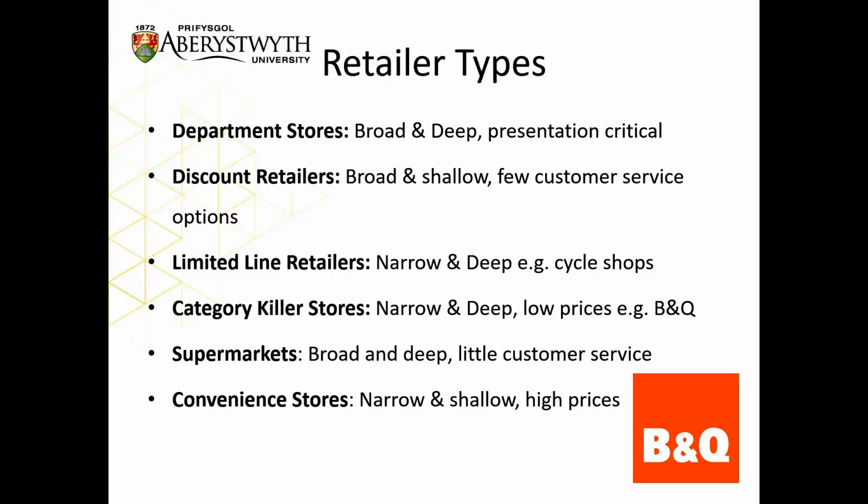Category killers are those where we are going for a particular category of product, but would have a lot of offerings within that category and the prices are kept down. So it's usually a big supermarket type for a particular product. So like B&Q for DIY, for example. Supermarkets, the customer service is low because you're actually serving yourself pretty much, but there's a broad range of products and lots of products within each range.